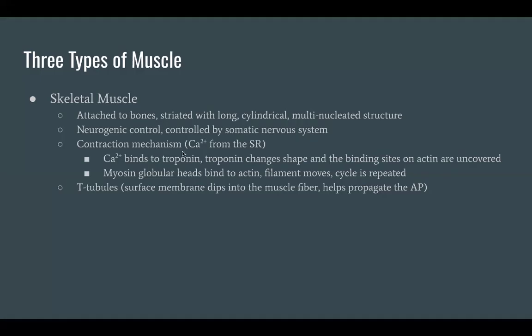And then the contraction mechanism. This is a really short overview because the skeletal muscle contraction mechanism is very detailed in the following slides. But calcium essentially binds to troponin. Troponin changes shape, and the binding sites on the actin are uncovered. Myosin globular heads will bind to actin. The filament will move, and the cycle is going to repeat. And then there are also the T tubules, which essentially help propagate the action potential deep into the tissue. But I'll talk more about these soon.